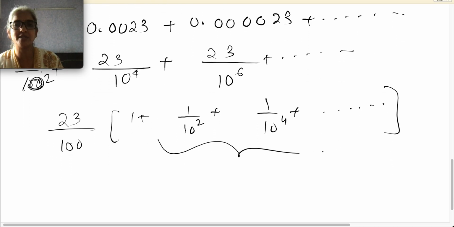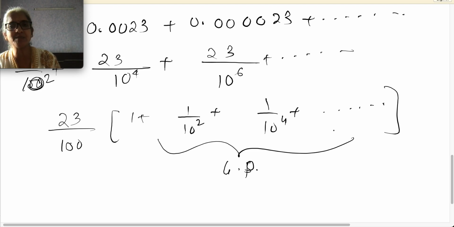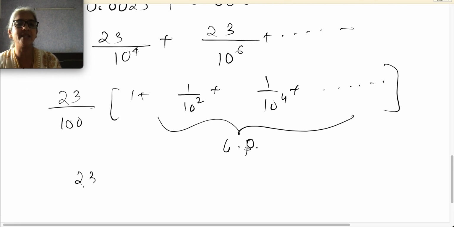Not difficult to see that this is a geometric sequence or geometric progression whose common ratio is 1 by 100. Is the common ratio less than 1? Yes. Are there infinite terms in this? Yes, because it's a recurring number, so the decimals will go on. So what I'm seeing inside is an infinite geometric sequence with r less than 1.